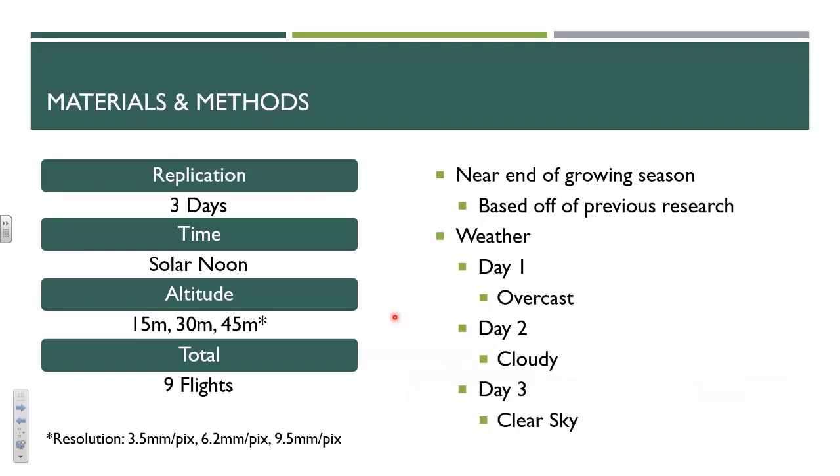For the flights, we flew over 3 different days, all at solar noon and at altitudes of 15 meters, 30 meters, and 45 meters. So we ended up having a total of 9 flights across all those days and altitudes. All of these flights were done at the end of the growing season, and we did those flights then because previous students here who also worked with UAVs in our group were showing that around the area that we flew, there's also high correlation to plant health and yield.